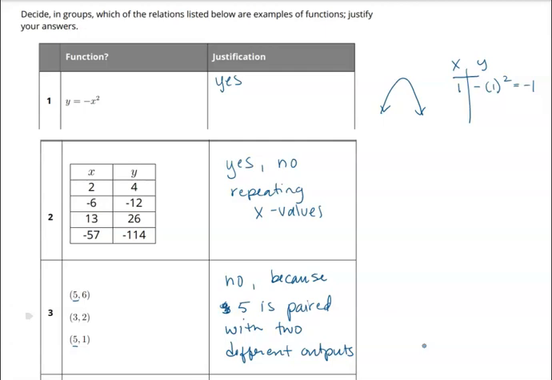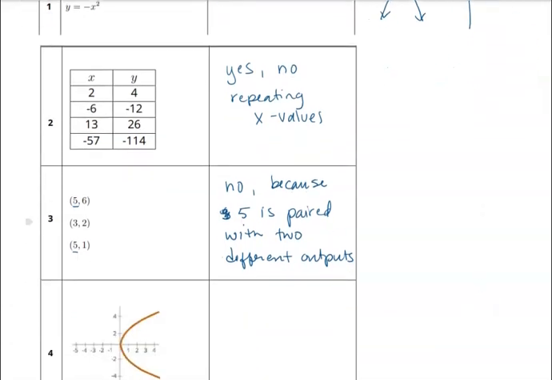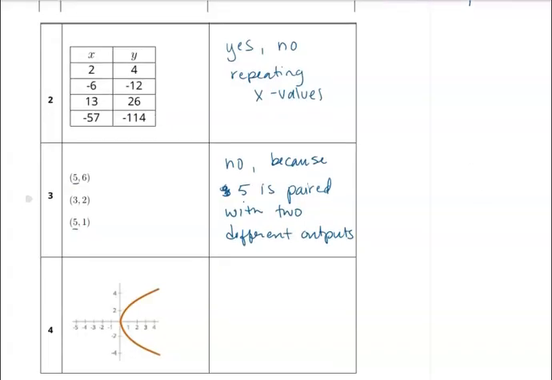All right, we have a couple more. So we've seen an equation, a table, coordinate pairs. We have a new representation. We have something that's already graphed here. So make yourself a quick informal sketch and then discuss with your table, function or not, and come up with your justification. And then come back and join me in just a second.